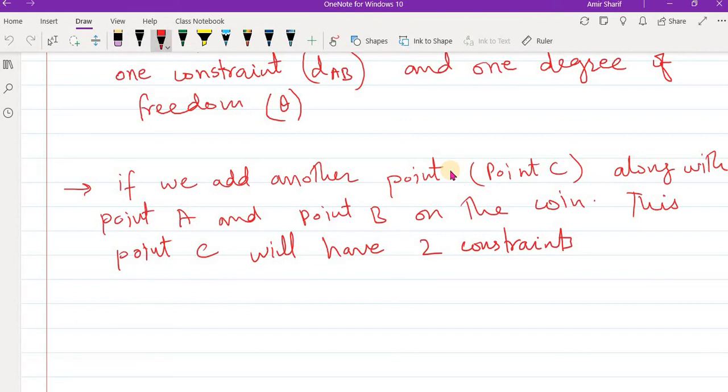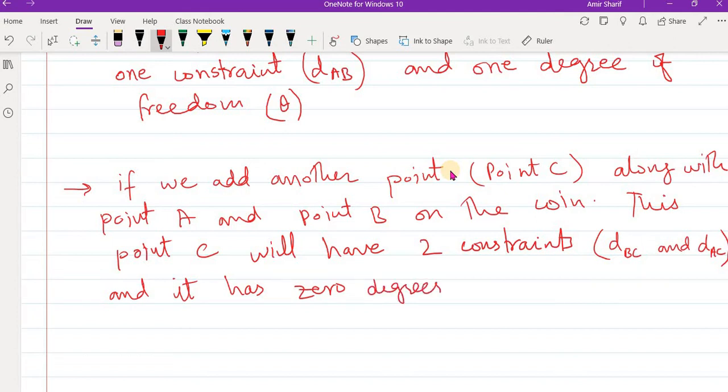Two constraints, which are DAB, not AB, it's DBC and DAC. So these 2 constraints we have, and it has 0 degrees of freedom.